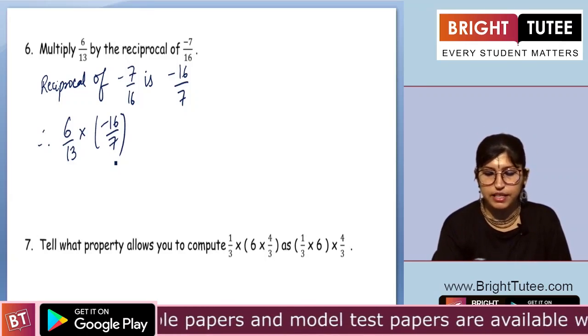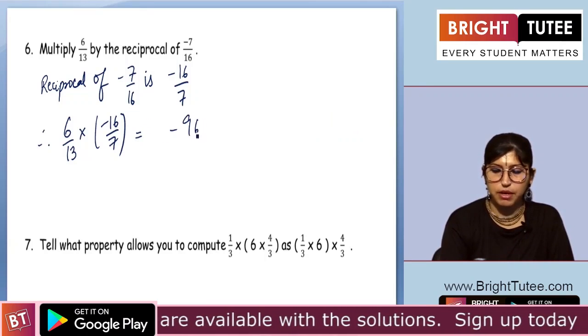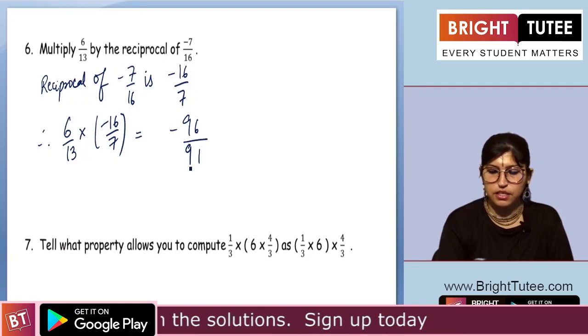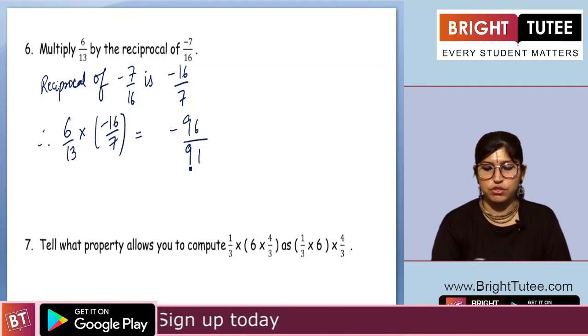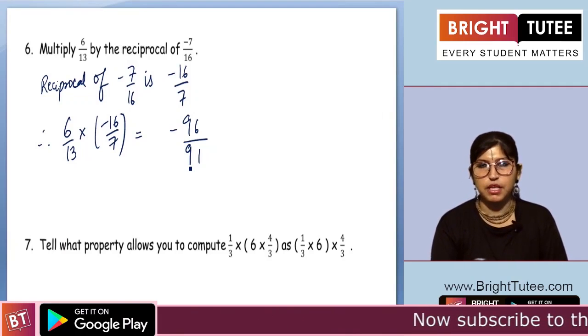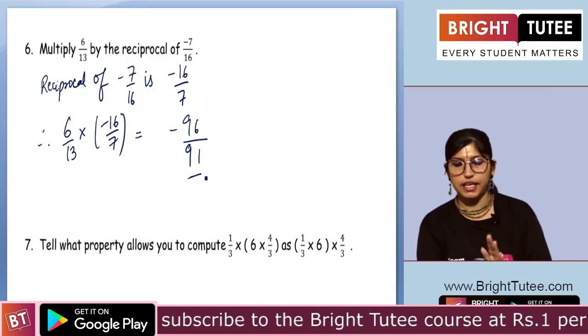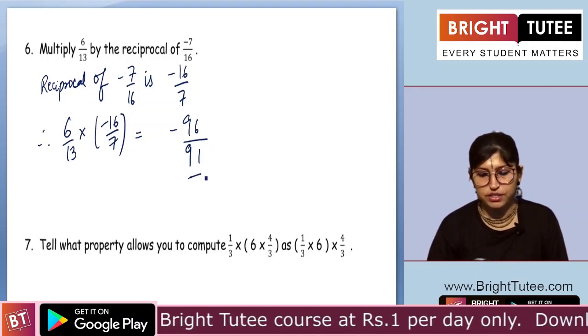So can we cancel anything out? No, we can't. So we'll be multiplying this. So we'll be getting minus 96 over 91. So 6 times 16 is 96. 13 times 7 will be 91. So this will be the final answer for question 6. Now we'll be moving on to question 7.